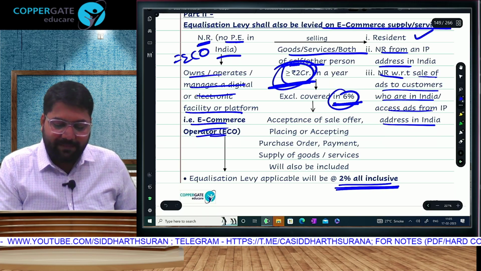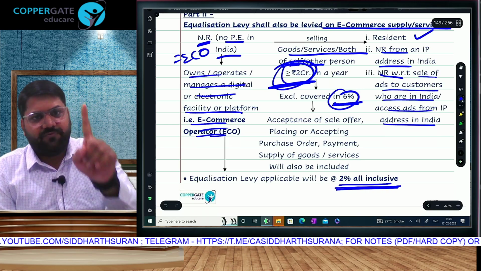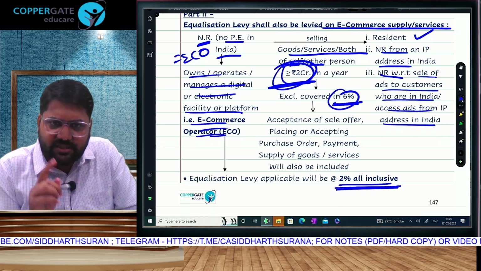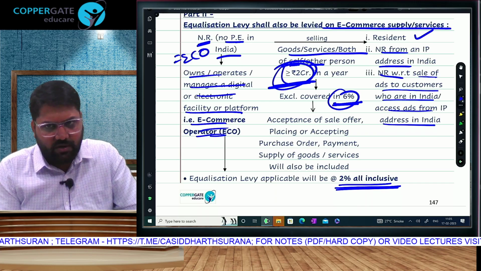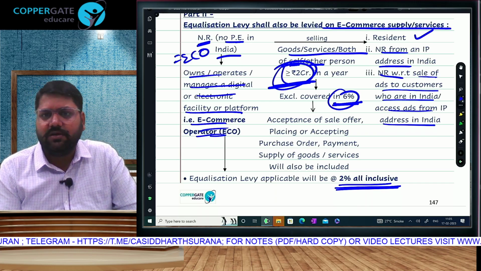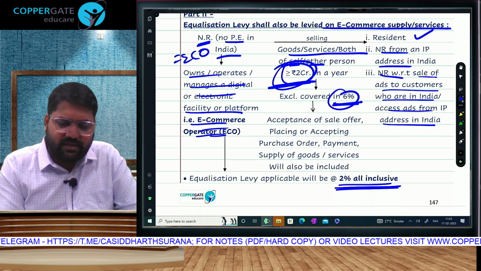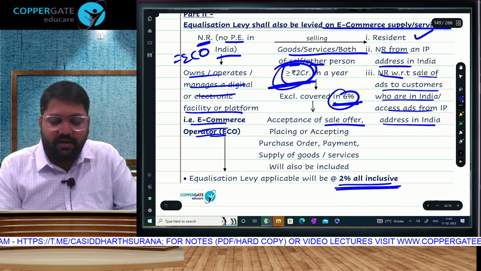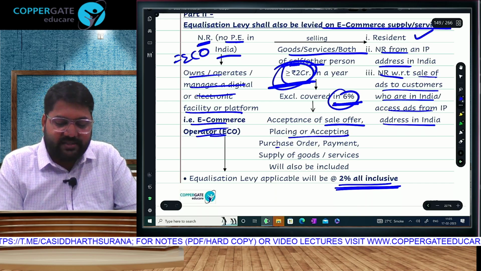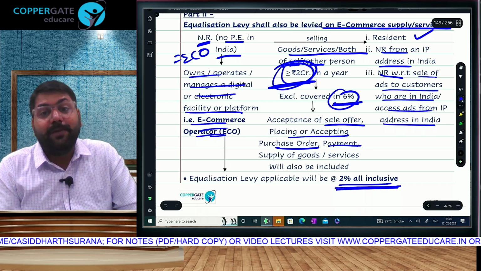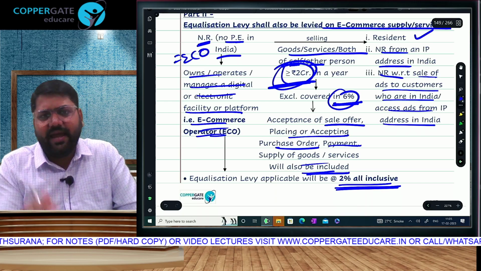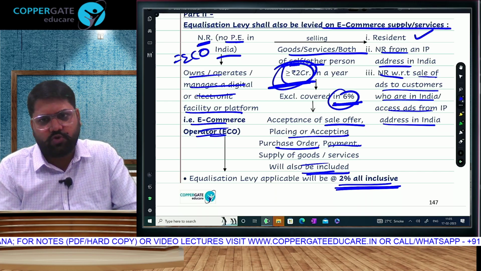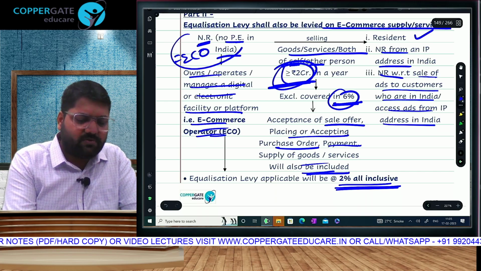Equalization levy will be applicable at 2% all inclusive. So in the first part, for advertisement services it is 6% all inclusive, and for other goods and services it is 2% all inclusive. No surcharge or cess because this is not income tax. As a clarification, if there is any portal only for what? For accepting a sale offer or placing or accepting a purchase order, or only payment aggregators, all this will also be included. Anything which is covered in part 1, leave that out, and all other goods and services are subject to these conditions.